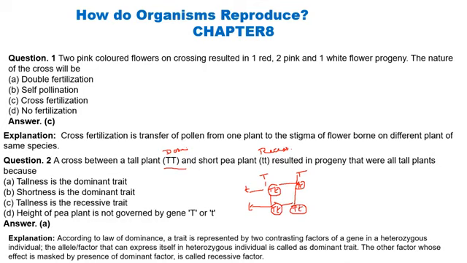Why am I getting all tall plants in the F1 generation? First of all, they are hybrid and tall is the dominant trait. So that is why in the F1 generation all the plants are tall. So the first answer is the right answer. Tallness is the dominant trait, that is why we got all plants tall.